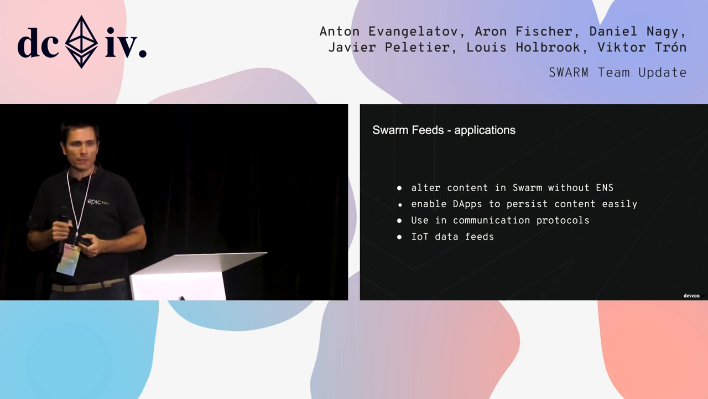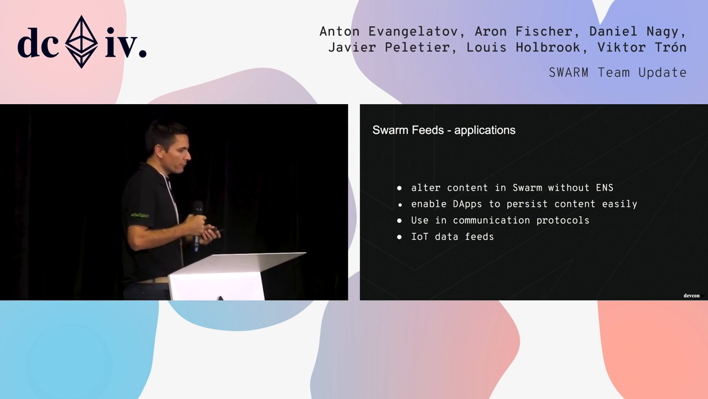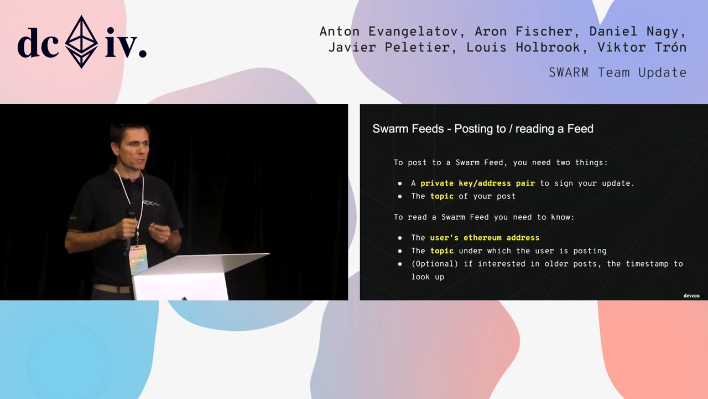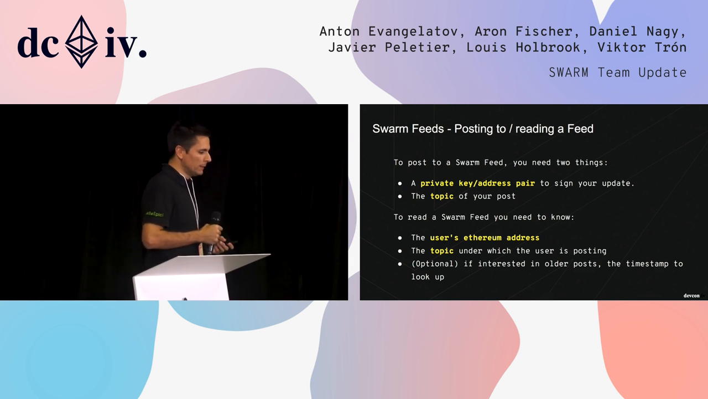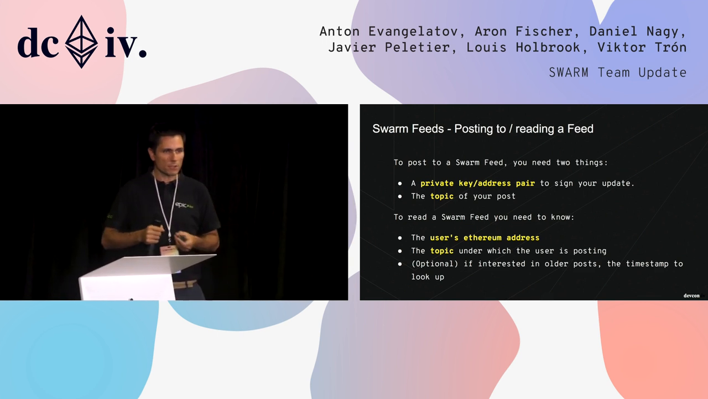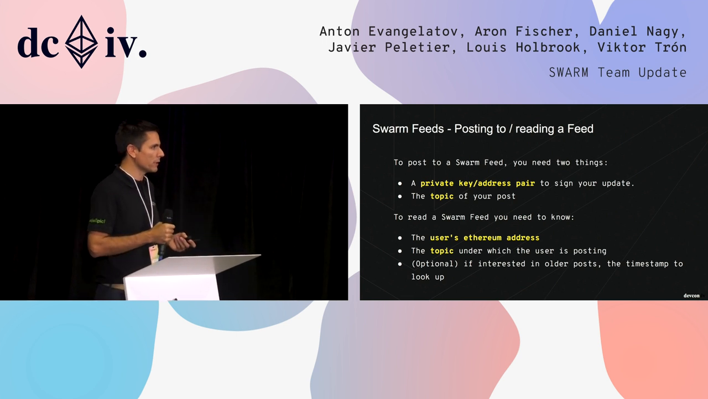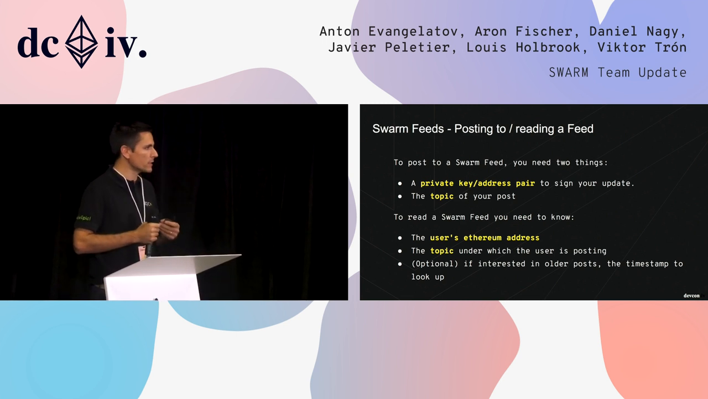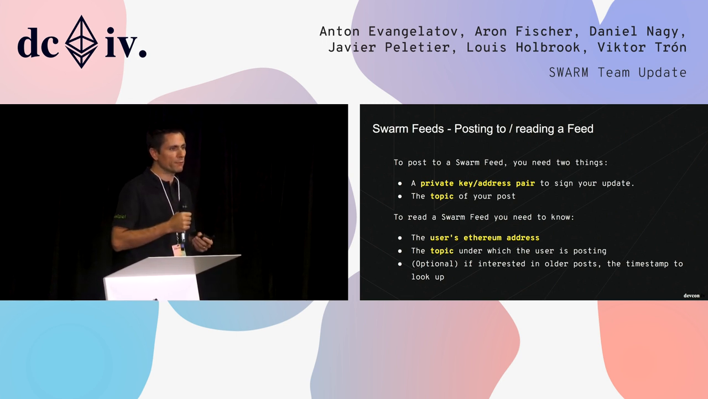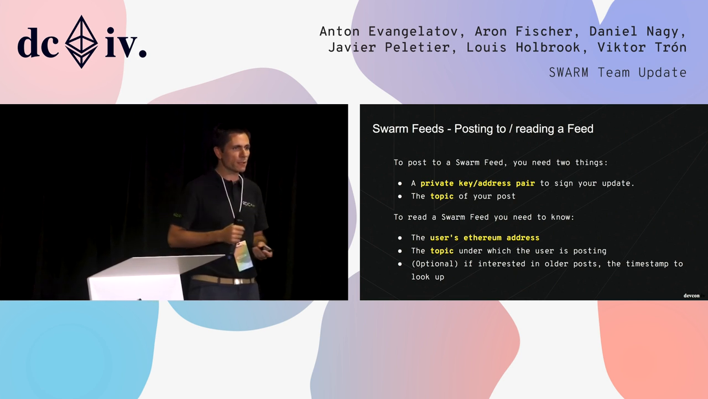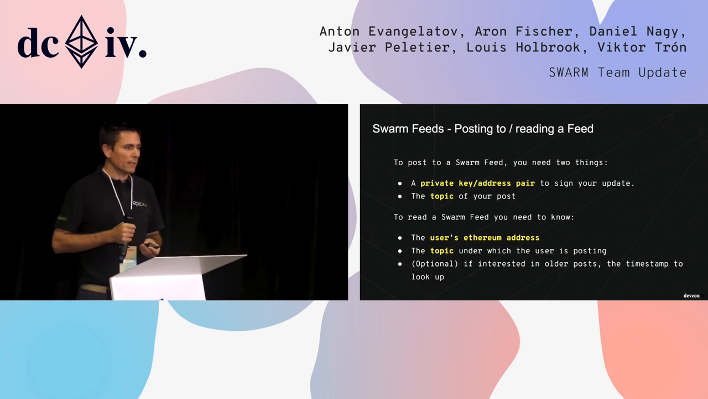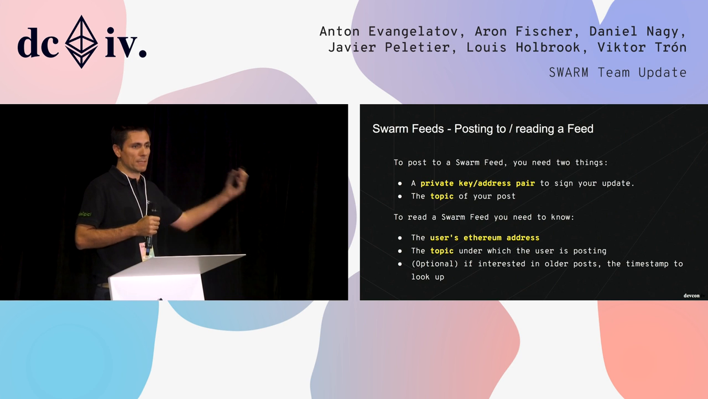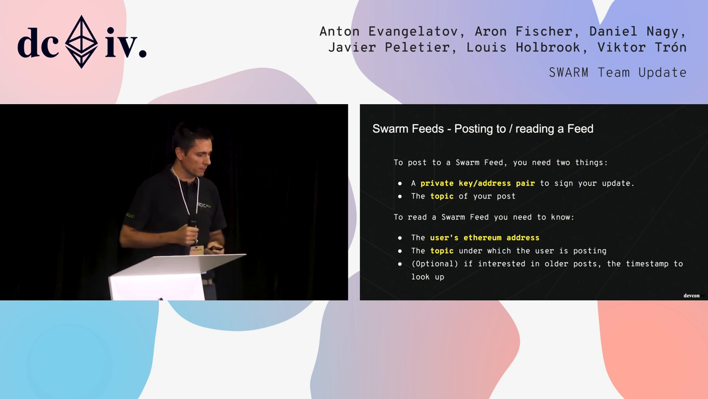So how does a Swarm feed work? To post to a Swarm feed, you need just two things. You need a private key, and you need a topic to post that information under. I didn't say that you need ethers to post that update, just a private key that you can generate. And to read a Swarm feed, the only thing that you need is the user's Ethereum address that you would be reading the feed from, and the topic under which that user is posting information. And optionally, you can also provide a timestamp, which would allow you to retrieve data in the past. All their values for that key you could retrieve as well.